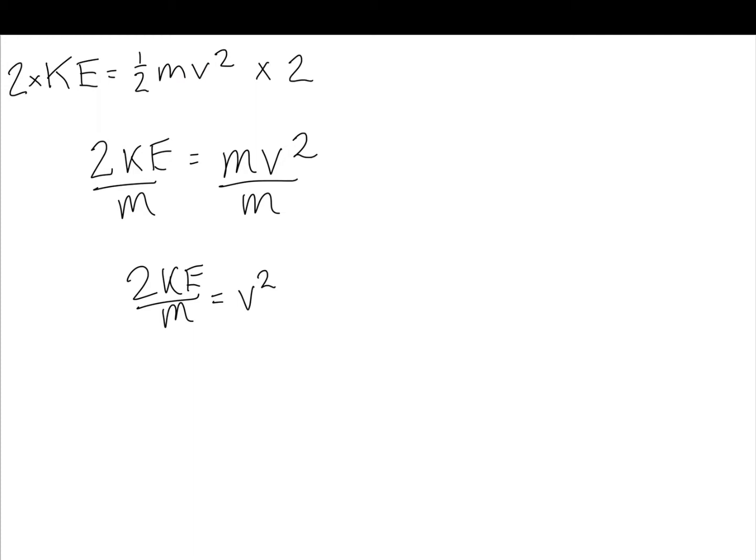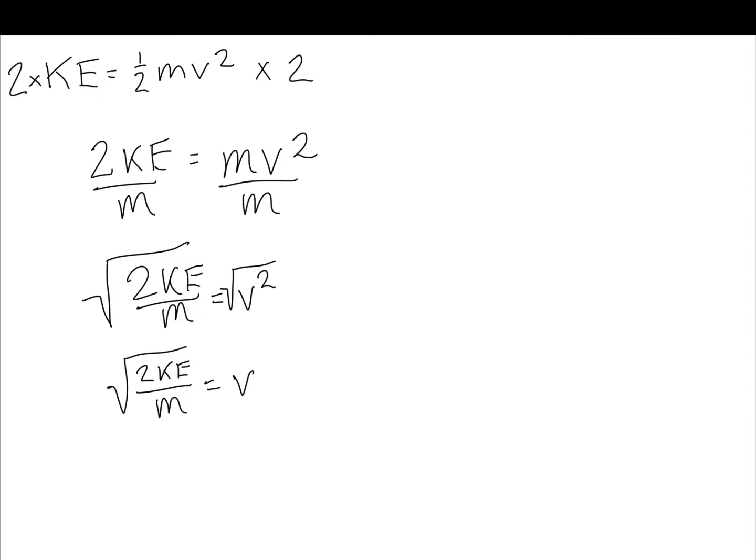So v is isolated and in the numerator, but v squared is not equal to v in the same way that 2 squared is not equal to 2. So what we'll do is take the square root of both sides, which leaves us with radical 2ke over m equals v. So the equation is now solved for v.